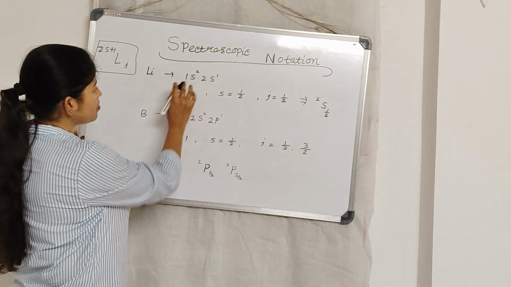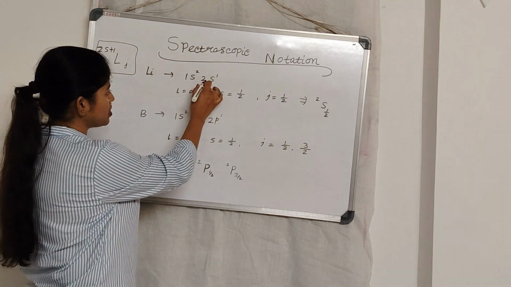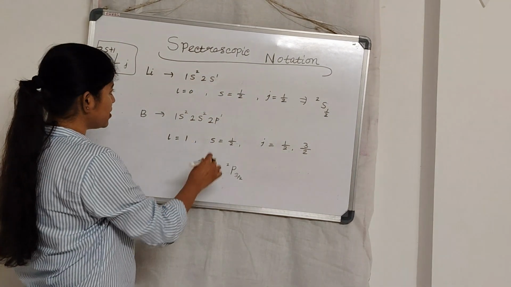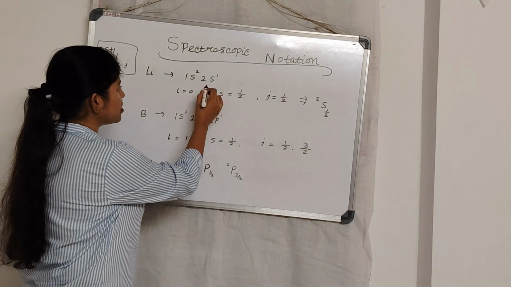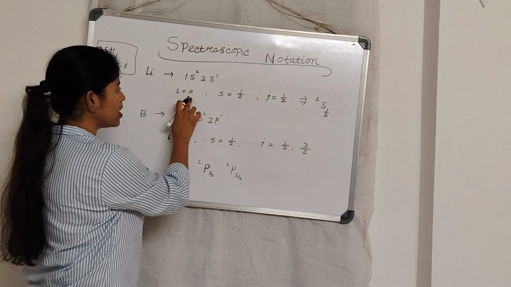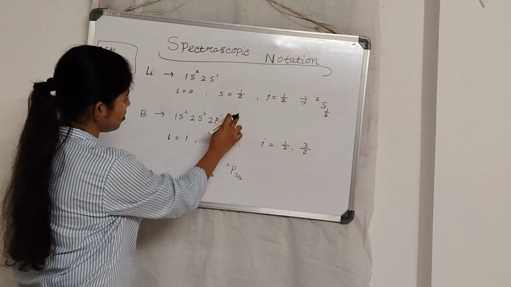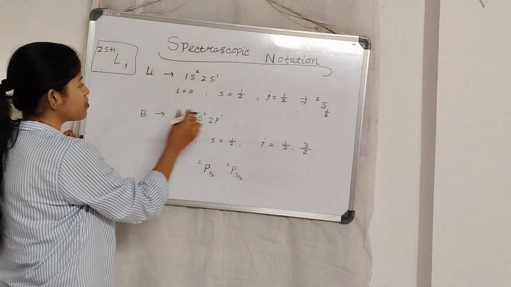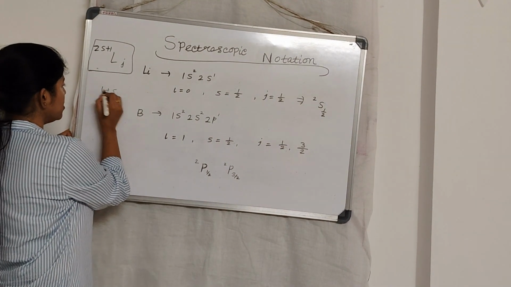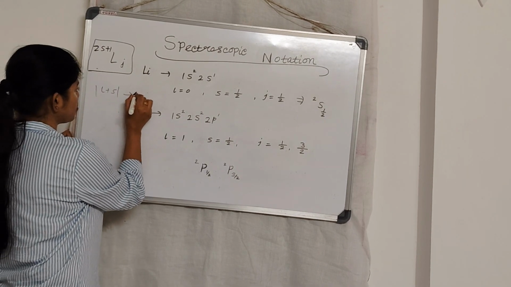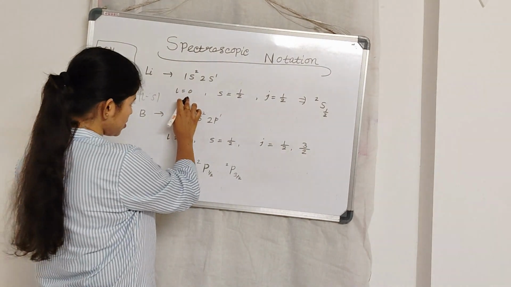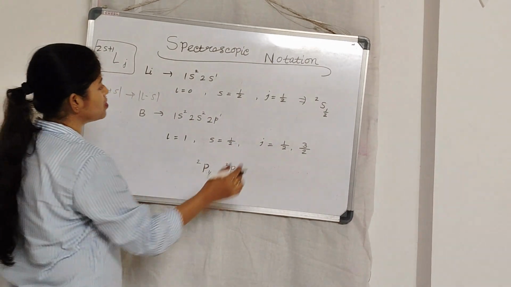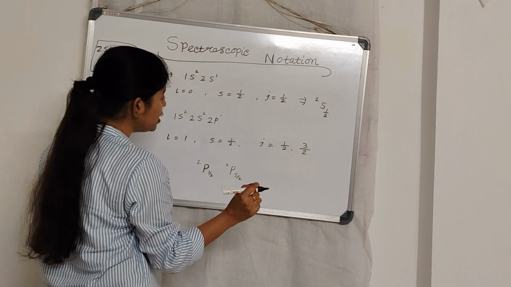So the electronic configuration of lithium is 1s2, 2s1. You need to focus on the last electron. Here it is 2s1, that means the value of L is 0 and S is half, and J can take values from mod of L plus S to mod of L minus S. Since L equals 0 here and S equals half, the value of J is half.